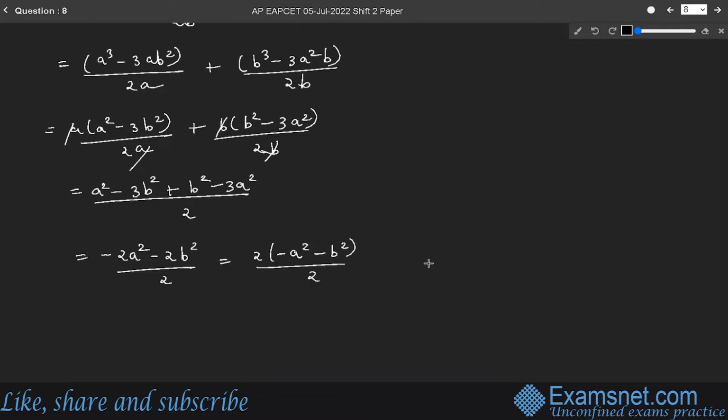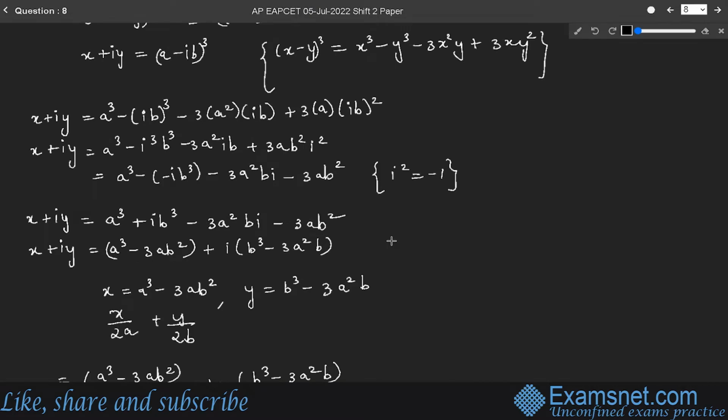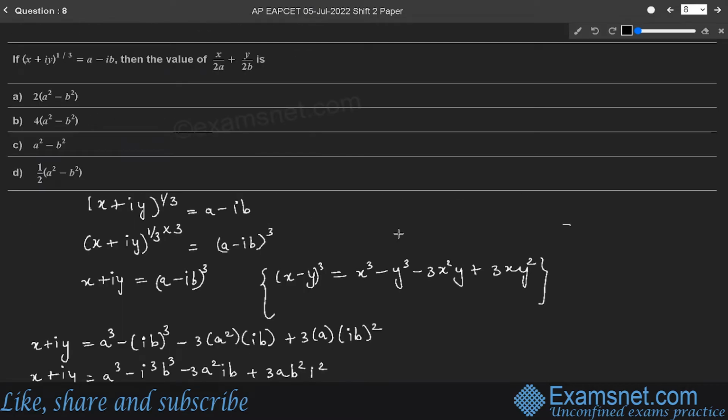Now multiplying by minus 2 in the numerator, it will be minus 2 into 2 into minus (a square minus b square) divided by 2. Taking minus common, it will be 4 into (a square minus b square) divided by 2, which is equal to 2 into (a square minus b square). This is the required value for the given expression, which is x upon 2a plus y upon 2b. Therefore, we can say that the correct option is 2 into (a square minus b square), which is option number A here.